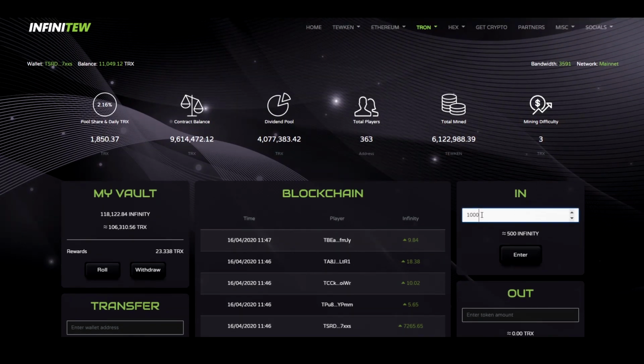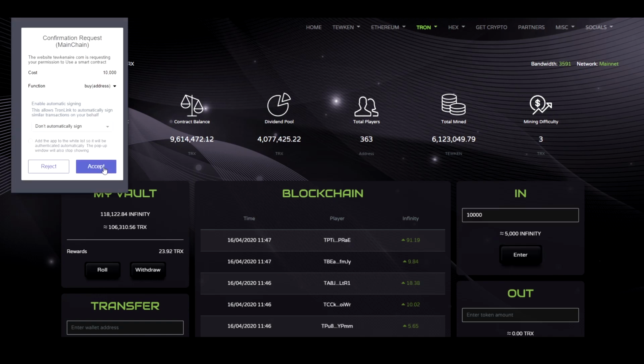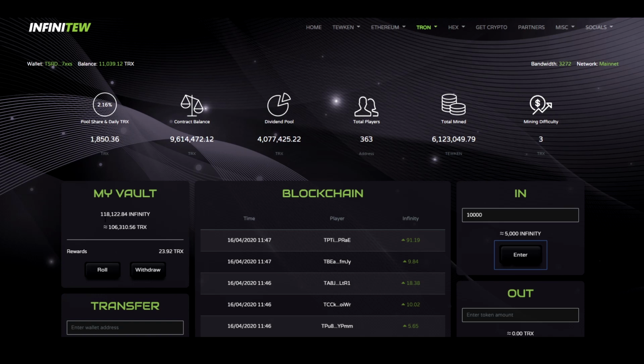I'm also going to deposit 10,000 TRX. That will get me 5,000 more Infinity. And my pool share has further increased to 2.25%. And I am now getting about 0.06 TRX per second.